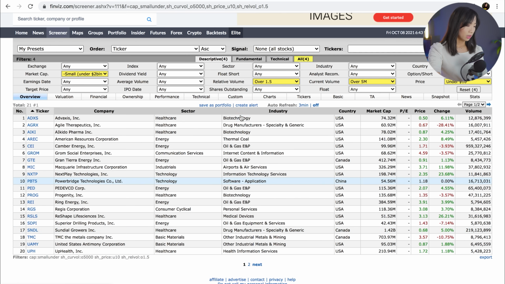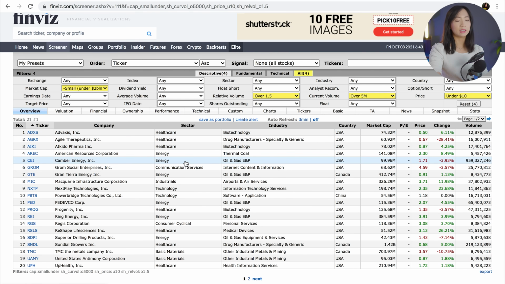By default, you see the ticker, the company, the sector, the industry, PE ratio, and the change on the day, etc., and the volume on the very right side. But for us traders, we want to see the daily chart because that's where we're going to do the next step later on when we do technical analysis.